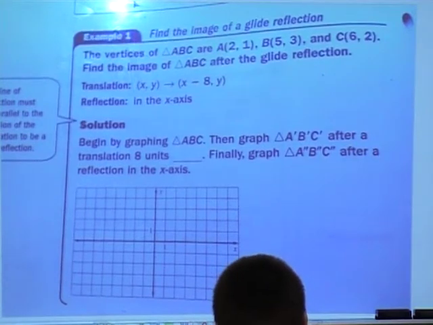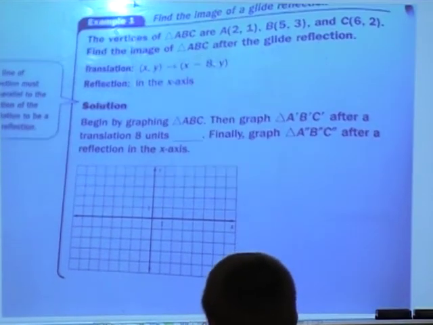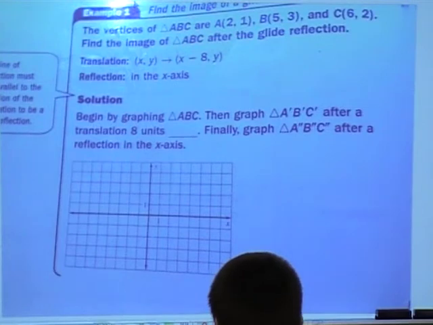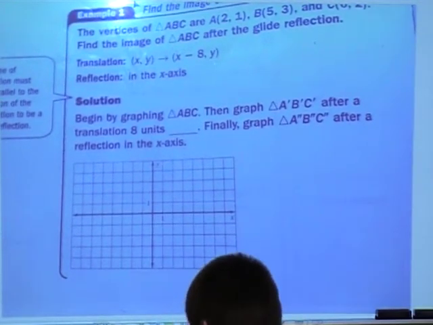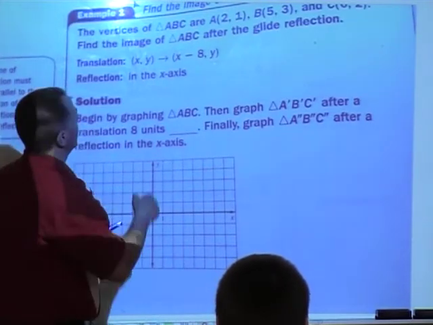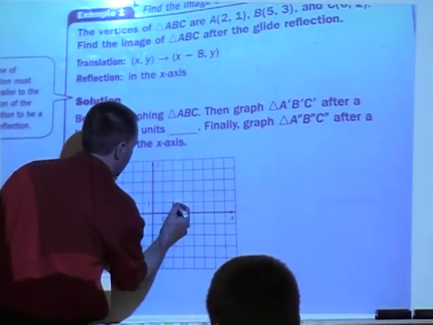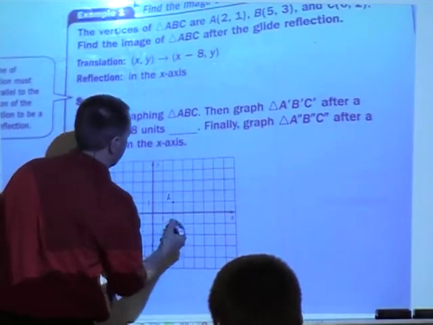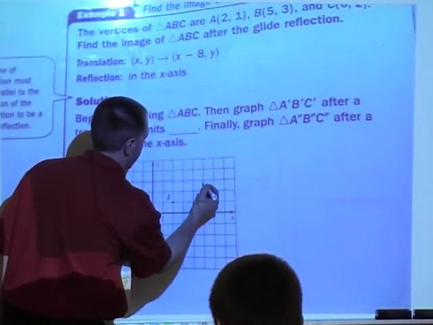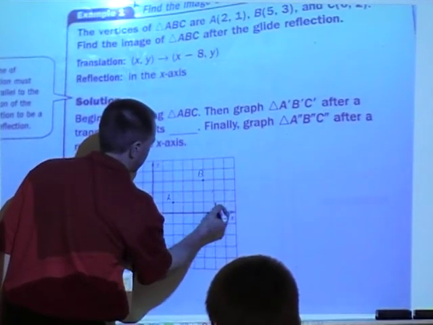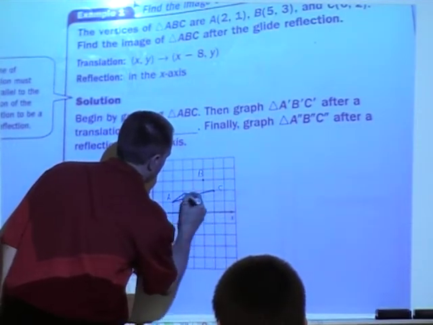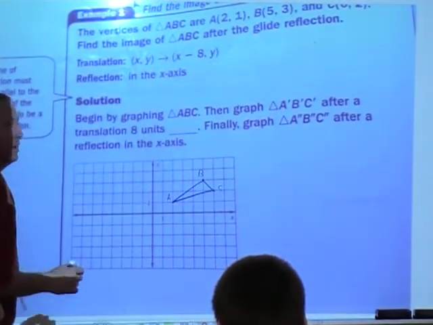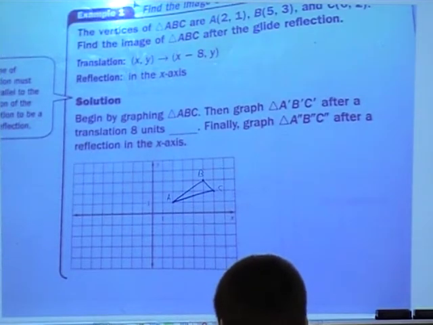So I'm going to graph this information on here. And then we're going to take a look at it. Okay? So we've got A at (2, -1). B is at (5, 3). And C is at (6, 2). Okay, so there is triangle ABC. Now, find the image after the glide reflection.